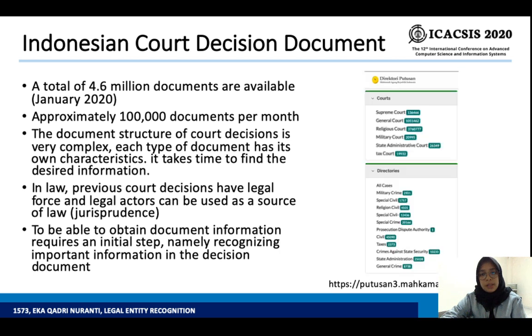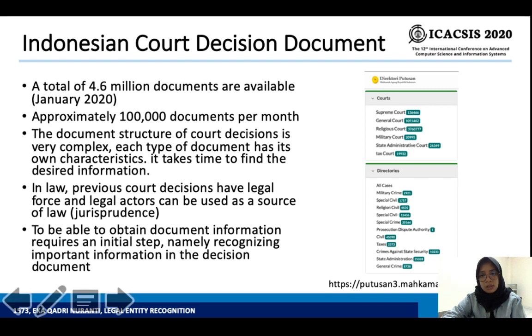Based on the website, the documents can be viewed by institution and cases. Each type of document has its own characteristics, and the structure of court decision documents is very complex. In law, previous court decisions have legal force, and legal actors can use them as a source of law. It can be difficult to find important information in a large number of legal documents.